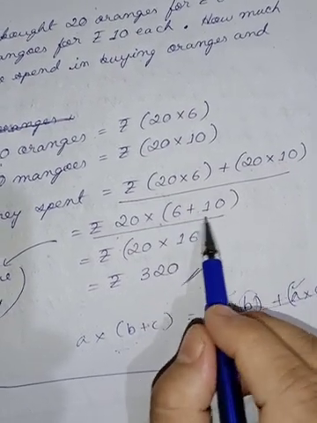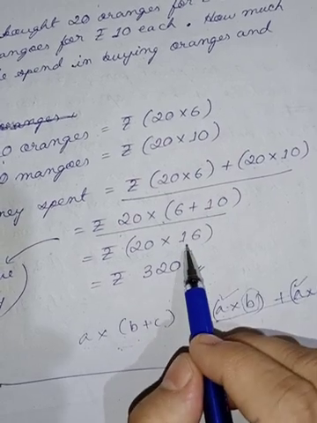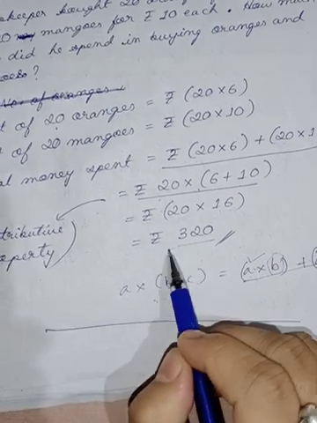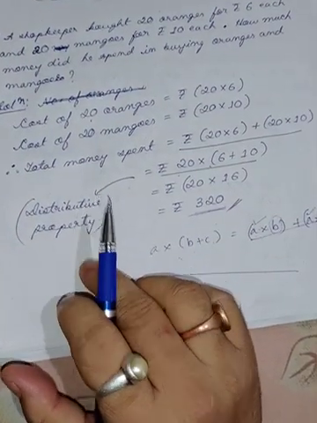So now we will do the bracket part first. 10 plus 6 will be 16, and then we multiply by 20, that is 320. So this is how you use the distributive property.